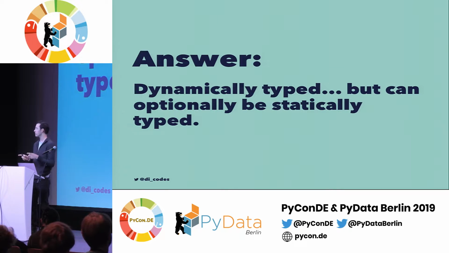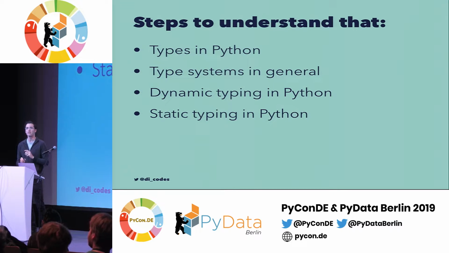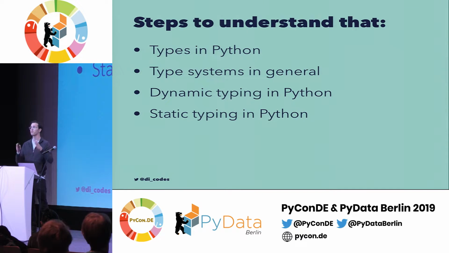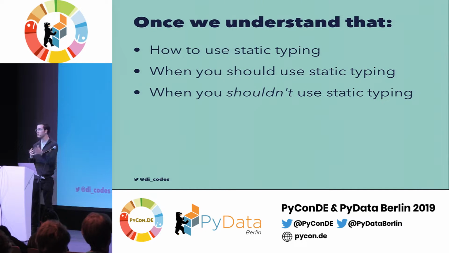And that might not make a lot of sense to you, and if it doesn't, that's okay. You're in the right talk. We're going to figure out what that means. So the steps to understand that are, we're going to talk about types in Python, type systems in general. We'll talk about dynamic typing in Python and static typing in Python. And once we get there, we'll talk about how to use static typing, when you should use it, when you shouldn't use it maybe, and a little bit more.